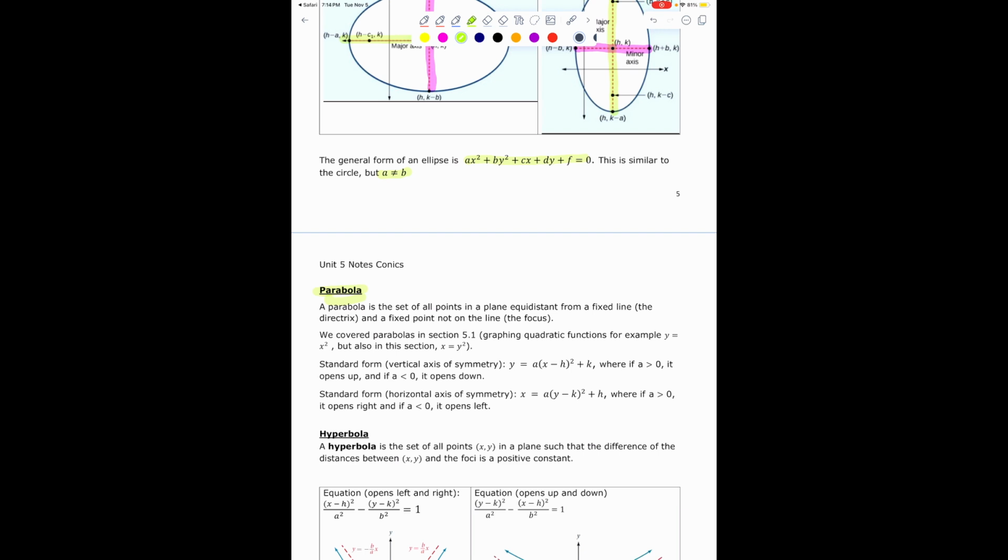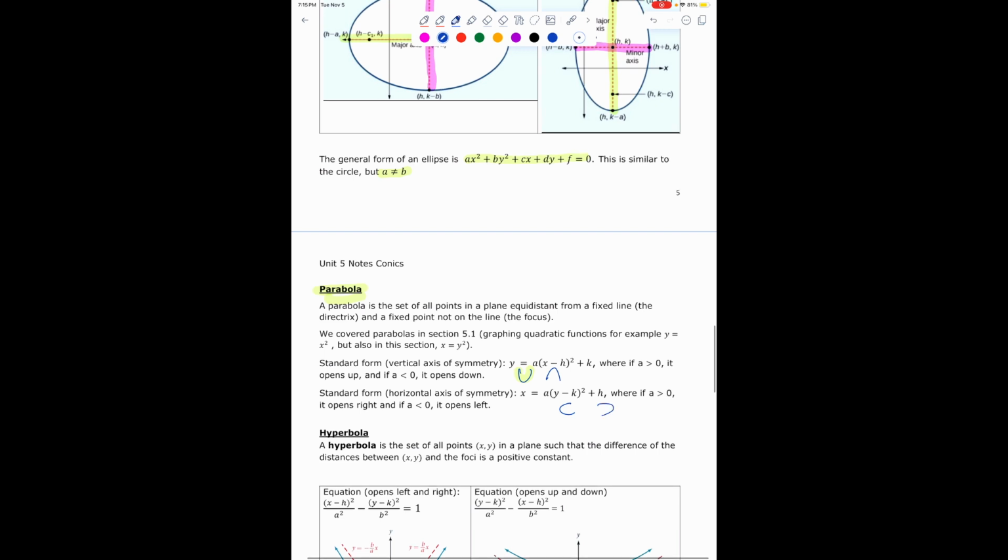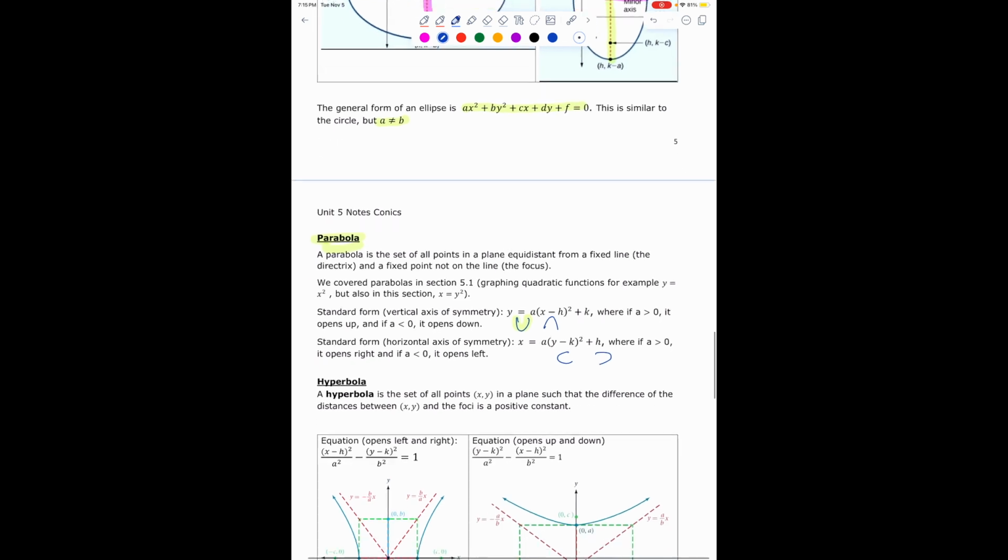and if a is negative, the parabola is going to open to the left. So for the first one, it has a vertical axis of symmetry, so the parabola is going to open upwards if a is positive and downwards if a is negative. We discussed that in section 5.1. If it has a horizontal axis of symmetry, the parabola is going to open to the right if a is positive, and to the left if a is negative. And in this case, the parabola is not a function.